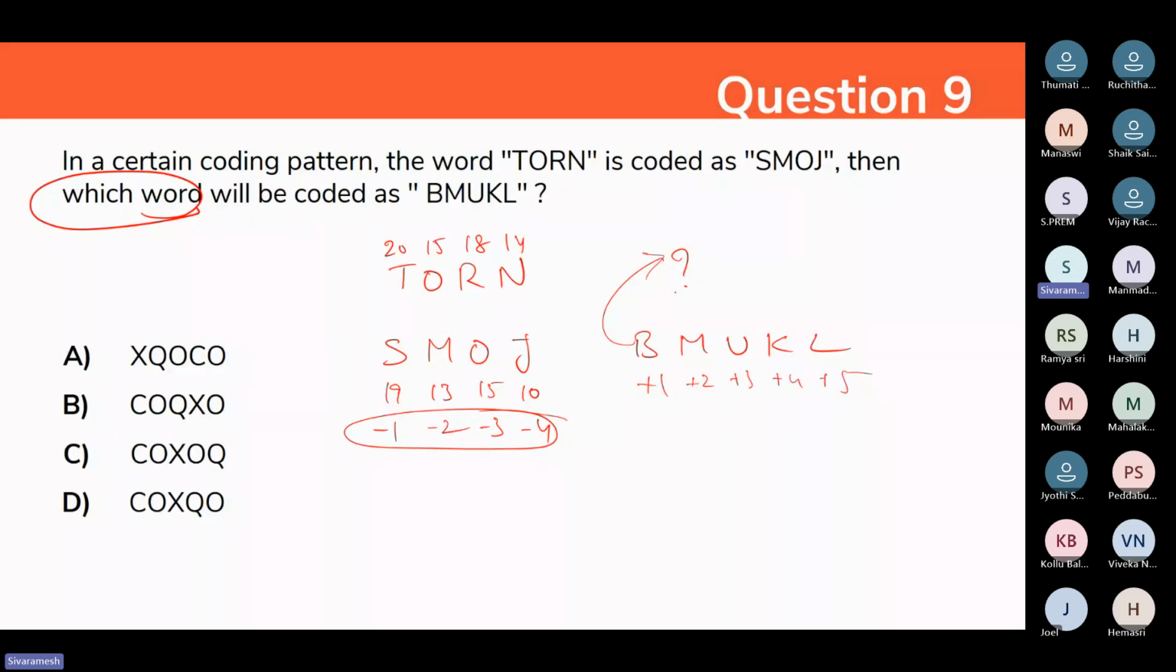So obviously B+1 is C, and M+2, M is 13, 13+2 is O. Next, U+3 is X, K+4 is O, L+5 is Q. So the answer is COXOQ. Okay guys, did you get this logic? Here they are not asking us to find the coded word, they are asking us to find the original word. They have already given what the coded word is. Did you get the logic, guys, everyone? You have to understand the logic in a reverse way.